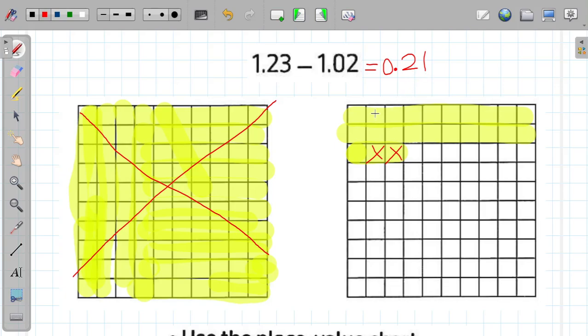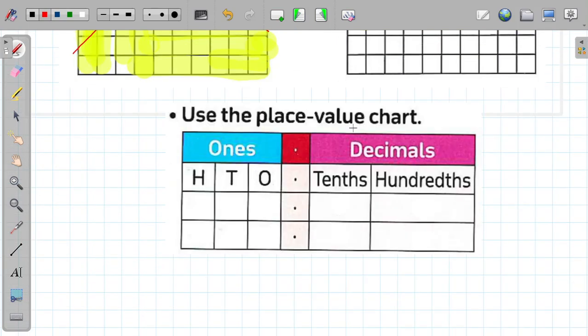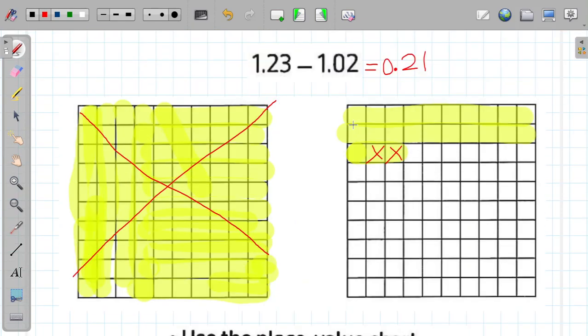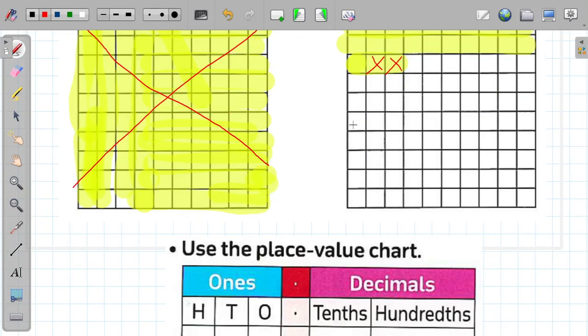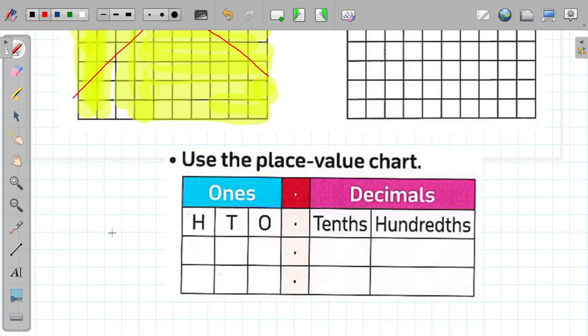0.21. If I use the place value chart like this, I will represent every number in the place value chart first. I have the first one here, 1.23, and the second one is 1.02. So I have here 1, just 1 unit, like this. Okay, next I have 2 tenths and 3 hundredths. Okay, the second one I have 1 unit and 0 tenths and 2 hundredths.